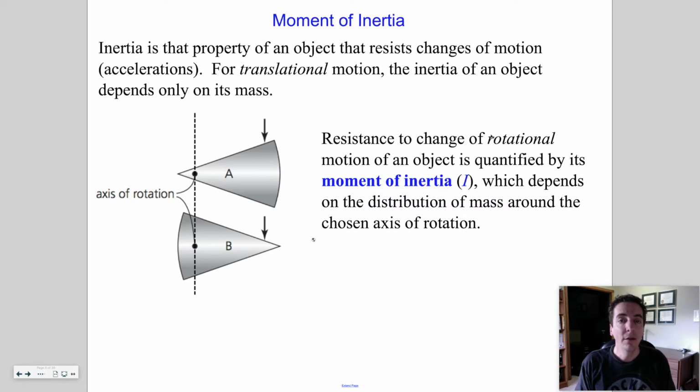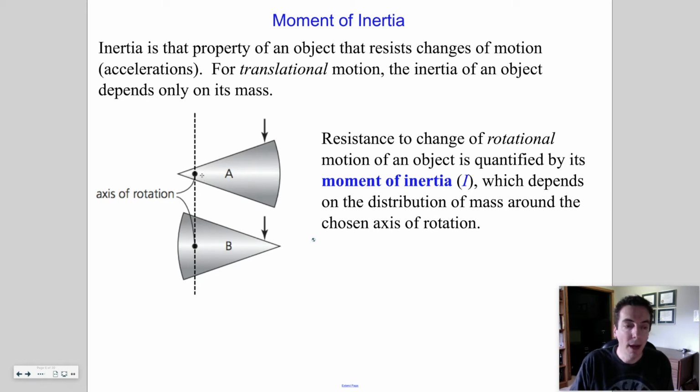However, if you've got an object that is rotating around and around, the resistance to change of rotational motion not only depends on its mass, but it also depends on the distribution of mass around the axis of rotation. So here, I've got a link for a video, and I'm going to put all these links up as well. You'll see them when you open up the Google Classroom assignment. But you've got two cones here, and they're of the same mass. Mass A equals mass B.